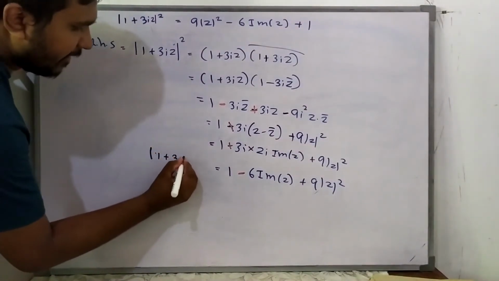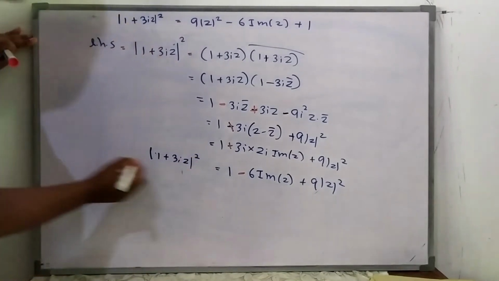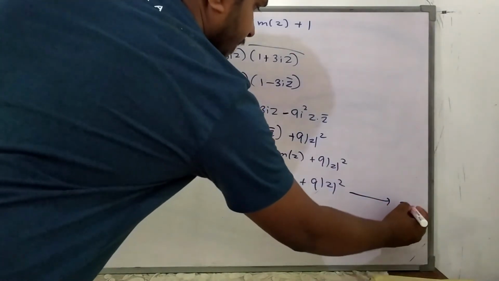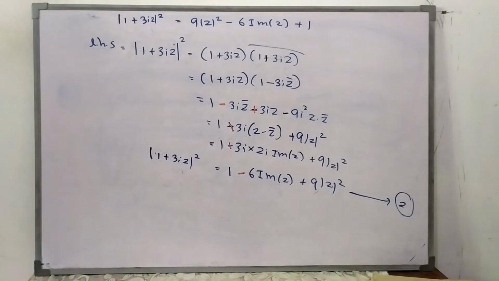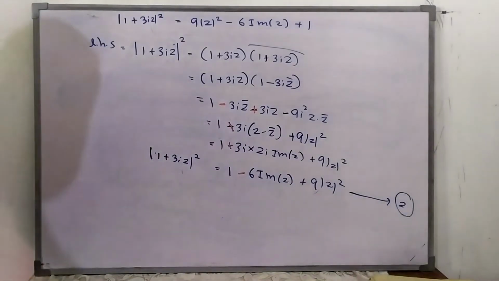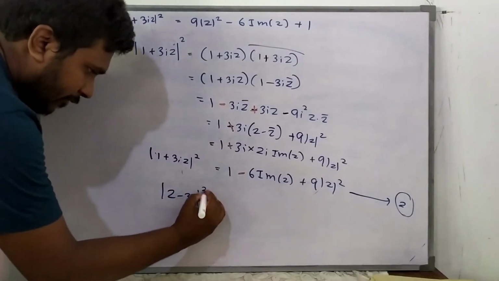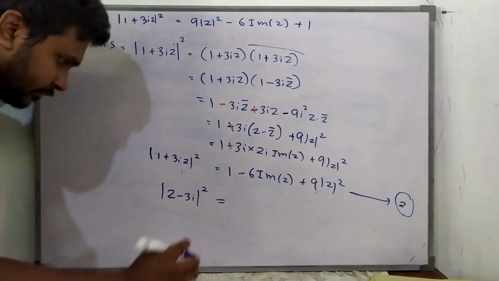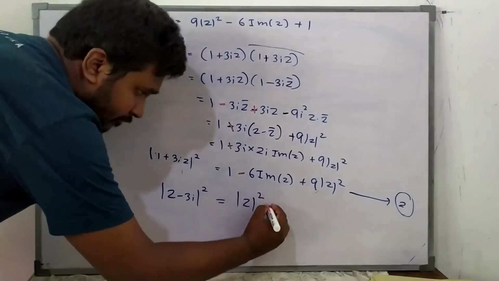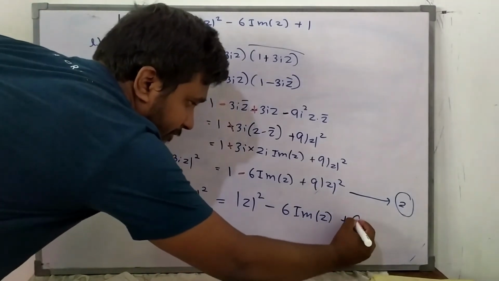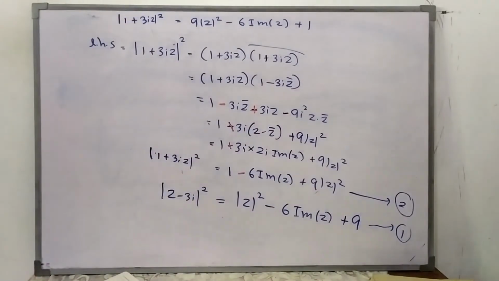This is my 1 plus 3i z square, right? So this is my second equation. The first one I also found. The first one was z minus 3i, whole thing squared, equals modulus z square minus 6 imaginary z plus 9. This is my first equation, right?